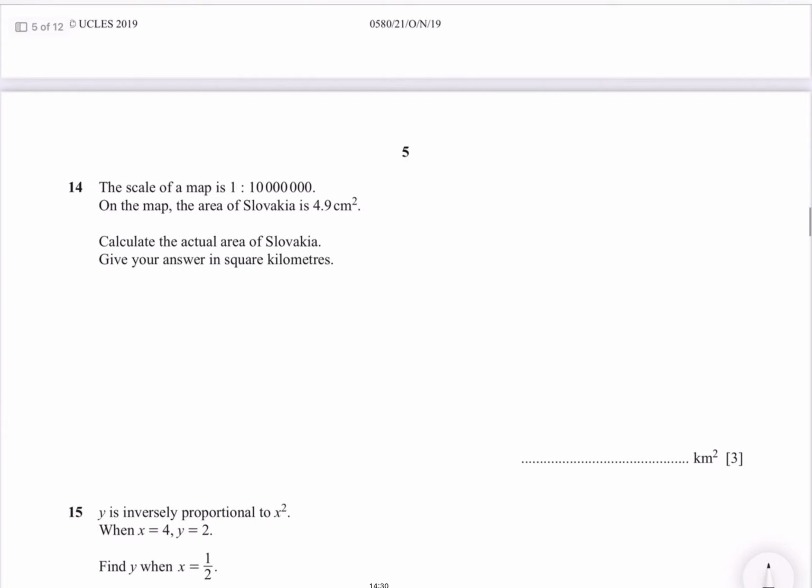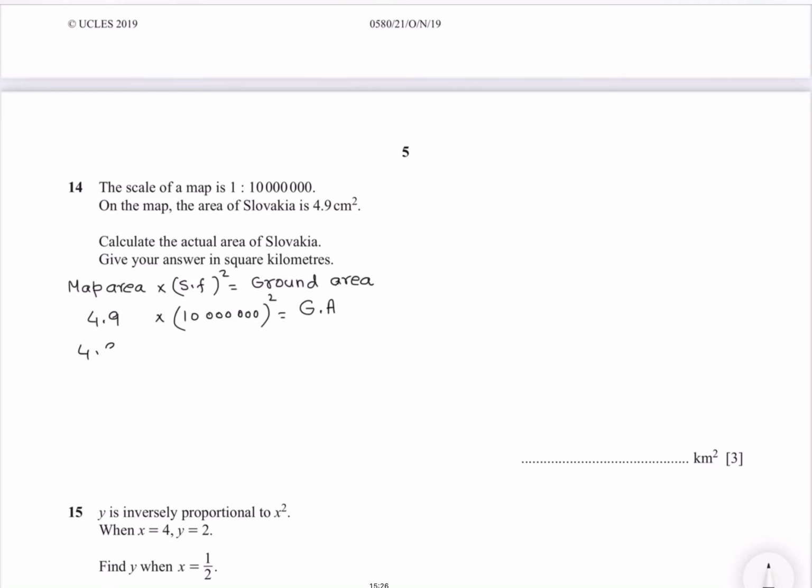Scale of map is 1:10,000,000. On the map, the area of Slovakia is 4.9 centimeters square. Calculate the actual area of Slovakia. Give your answer in square kilometer. So you can make your own formula like map area into scale factor square equals ground area. So map area is given 4.9 and scale factor is also there, 10,000,000. So square it and write GA for ground area.